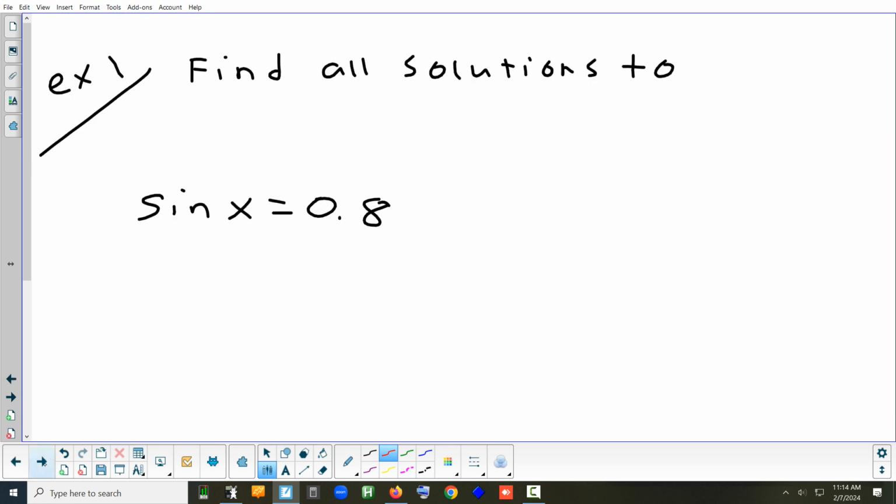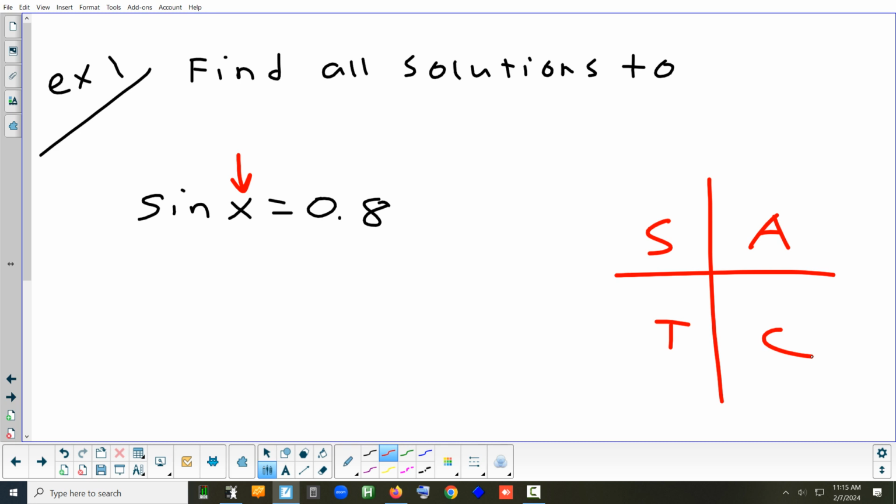All right, so let's look at this one, just kind of a review. Sine of x equals 0.8. Right away, when you look at that, you're solving for x. X represents what? The argument. The argument is an angle. You're solving for an angle. When you're solving for an angle, you should start thinking of this right away. You're going to need that to solve this.